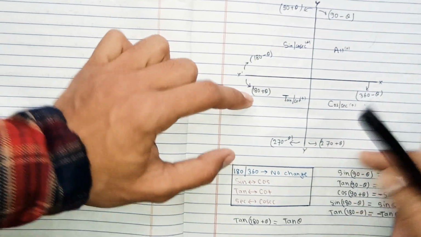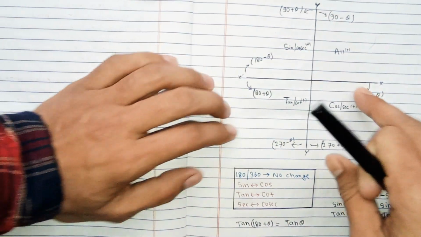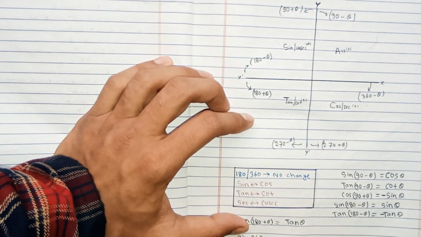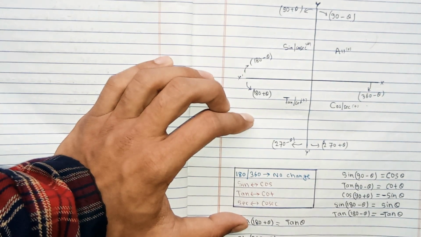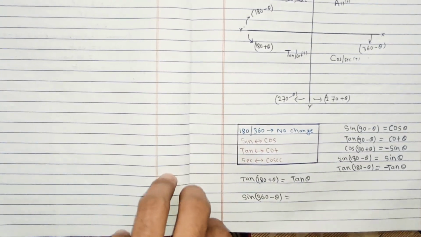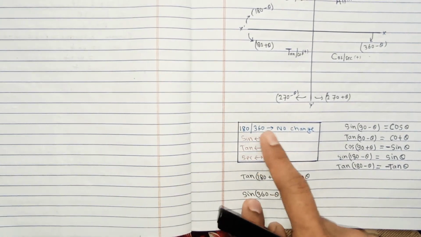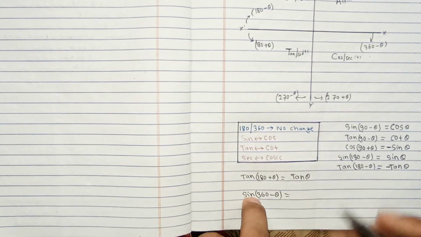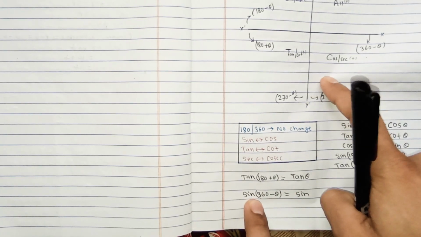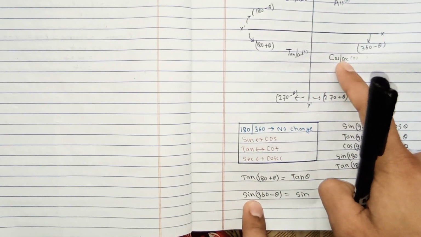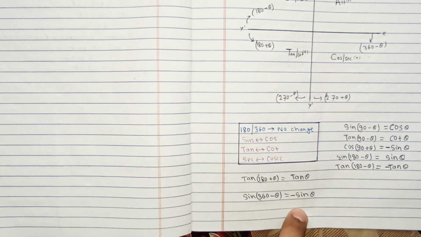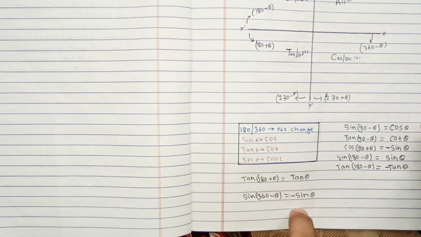This is the quick revision for the cast rule. And let's try for this 360. Sine 360 minus theta equals, we all know that in 360 and 180 there is no change in the trigonometric ratio, so sine can be written as sine. But 360 minus theta lies in this quadrant, and in this quadrant only cos and sec are positive, so sine will be taken as negative, and 360 minus theta gives minus sine theta. This is the cast rule.